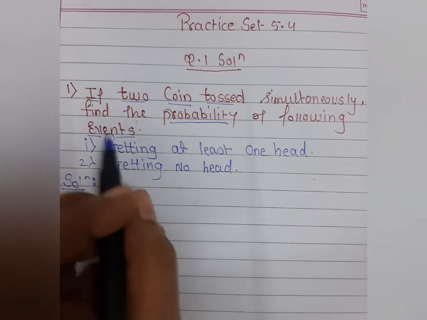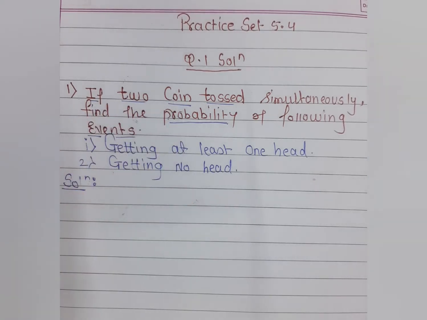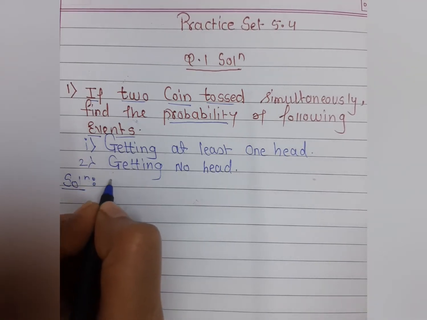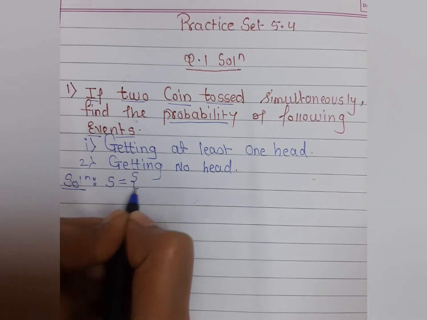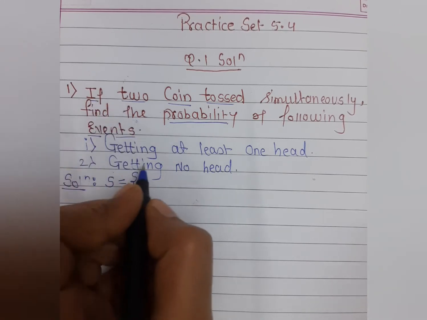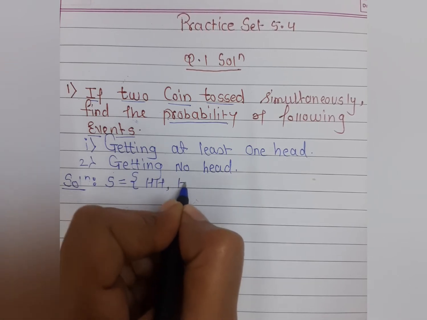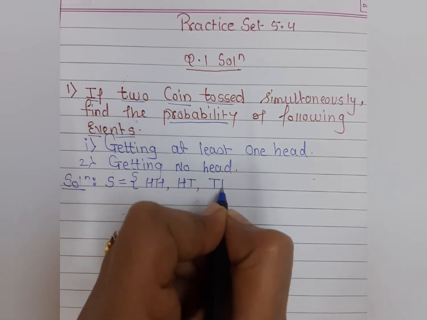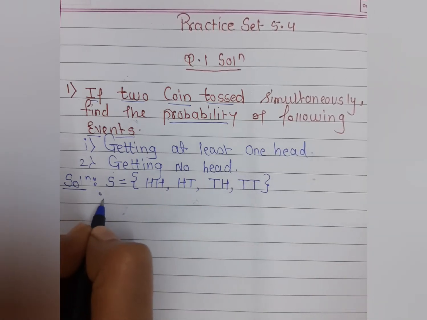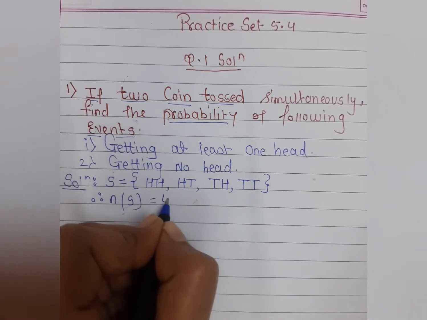So here we first have to write the sample space of two coins. As you know very well students, how to write the sample space of two coins, that is S is equal to inside curly brackets, when we have two coins, the possible events are head head, head tail, tail head, and next is tail tail. So it means we have possible outcomes 4. So the number of sample space is 4 here.